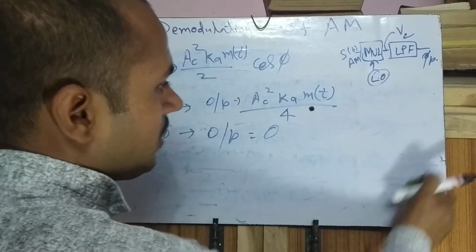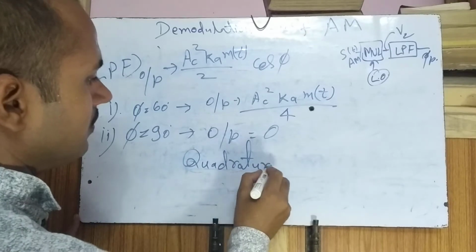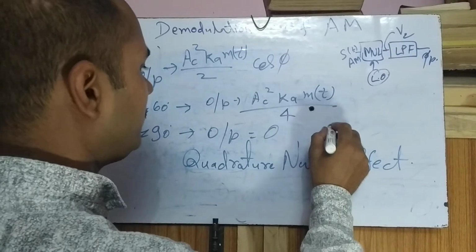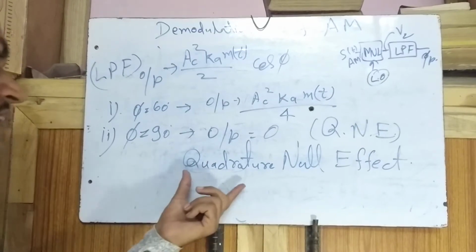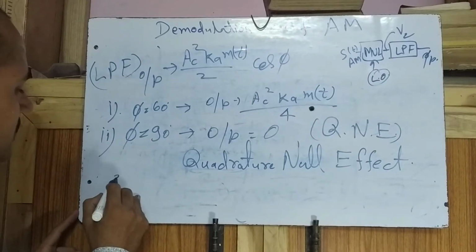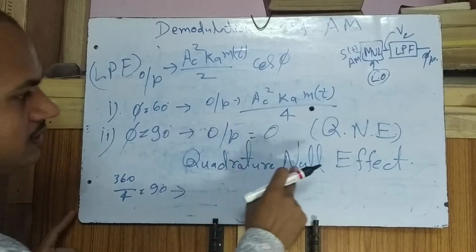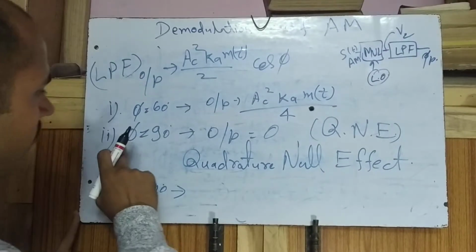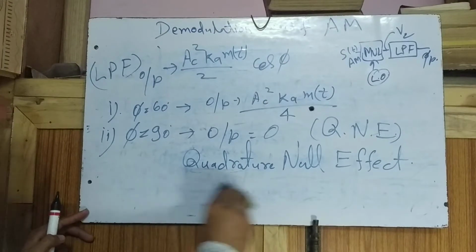and it is called the quadrature null effect, in short QNE. To remember it, you can understand it like this: quadrature means 1 by 4th, so 360 by 4 is 90. So for 90 degree it is null. Null means the output is 0, and effect is effect. So quadrature null effect means when phi is equal to 90 degree the output is 0. Just to understand, right?